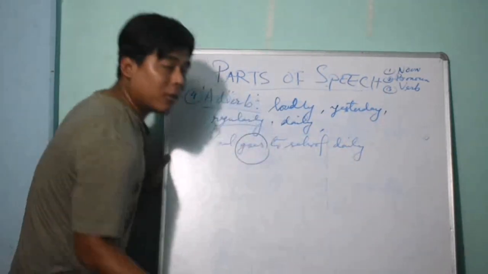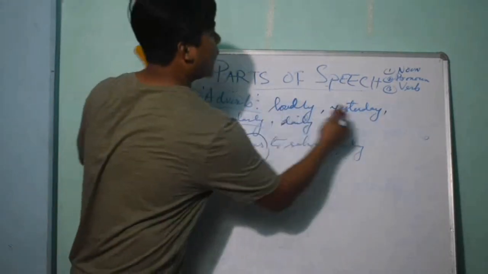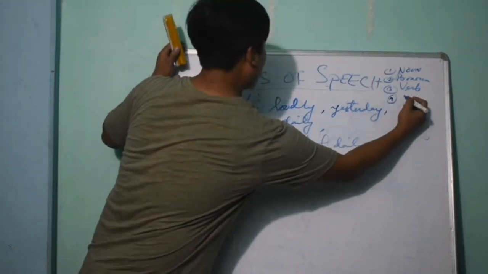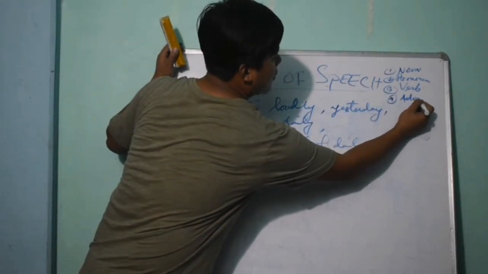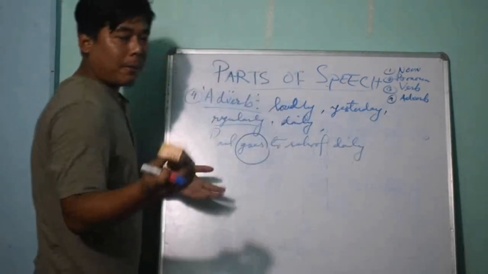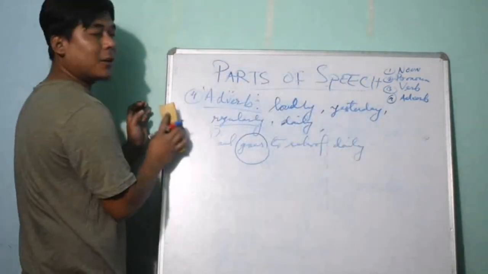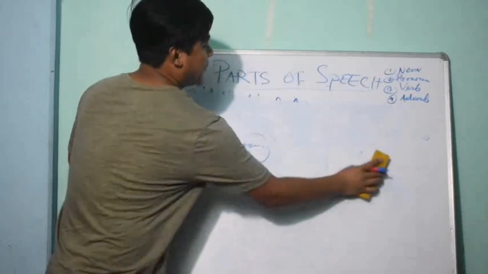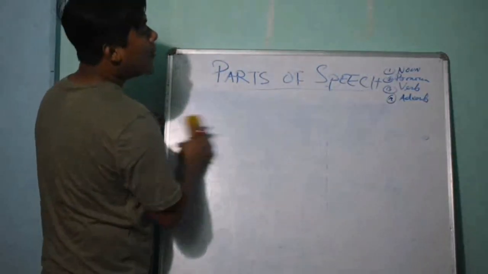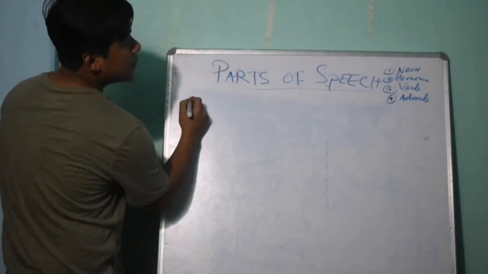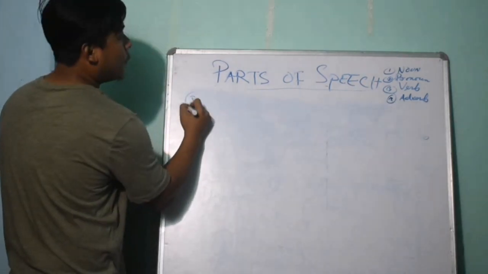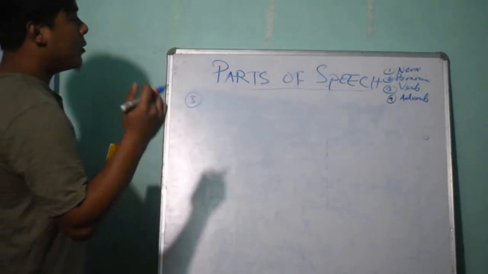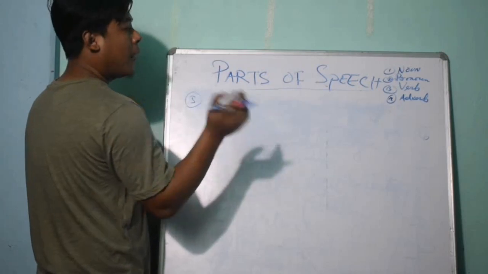So let us move on to the next one, that is number 5. Before that, I will include adverb here, just to remind myself that I have already described this. Now the next, after 3, 4, number 5 would be preposition. No, adjective.